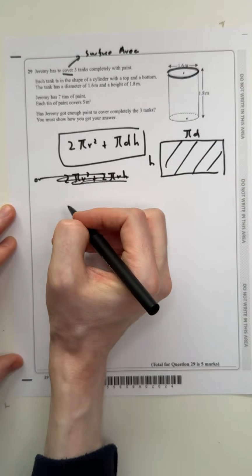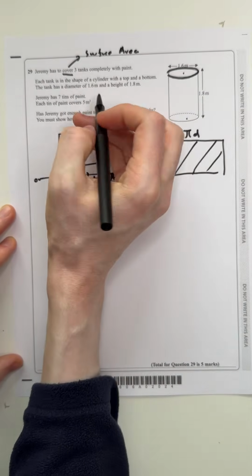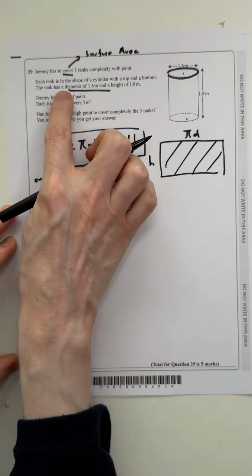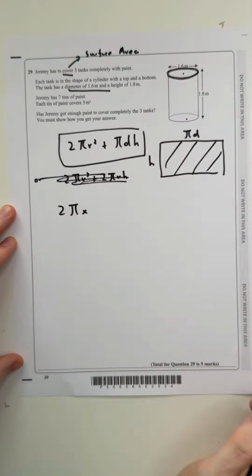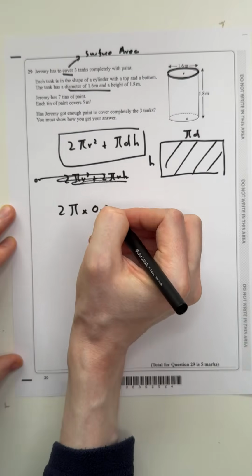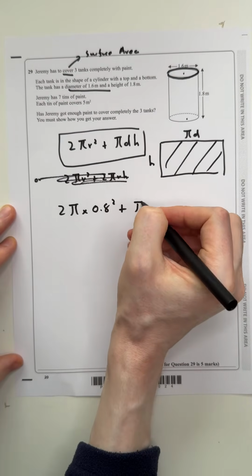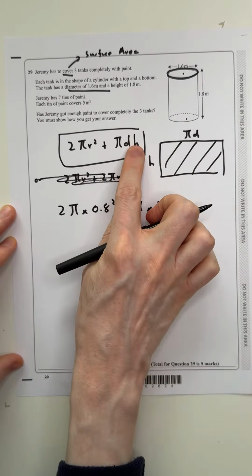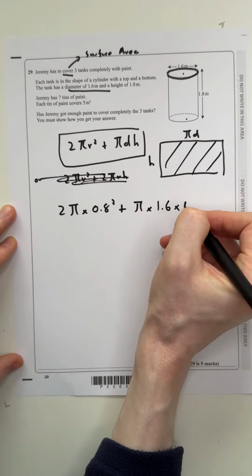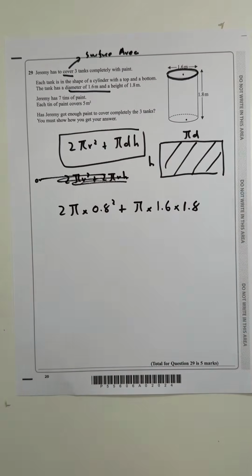We're given all the information, so we're going to have 2 pi. The radius: we're told the diameter is 1.6. The diameter goes from one edge of the circumference through the center to the other side, so the radius is half. Half of 1.6 is 0.8, so therefore it'll be 0.8 squared. That's my first bit. Then plus pi dh, so leave the pi alone. Pi times diameter, we're told, is 1.6, times the height, which we're told is 1.8. Does that make sense? That will give us the surface area of one of the cylinders.